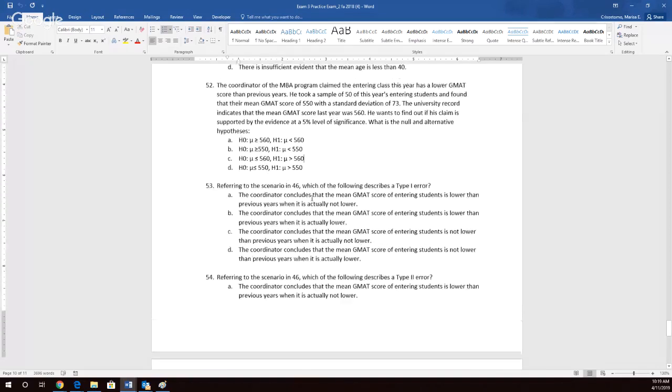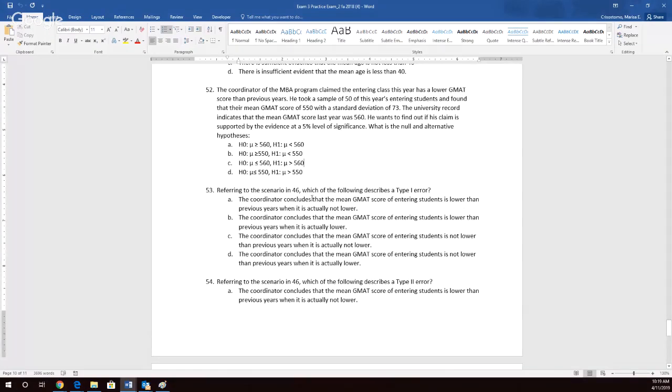Okay. So, referring to 46, which of the following describes a type 1 error? So, type 1 error, again, is when you reject the null when you really shouldn't have, right? You're saying that the null is not true when in reality it is true.